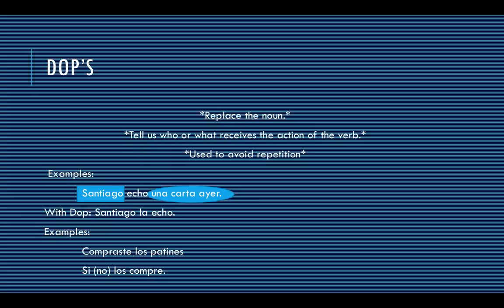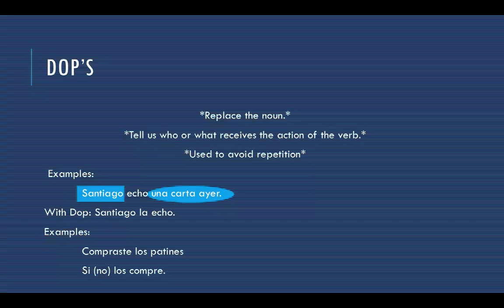So here's an example. Santiago echó una carta ayer. And with the DOP, it would be Santiago la echó. So we use the DOP, the noun, and the subject. And here's another example. Compraste los patines. We use the DOP in the middle of the subject and the verb.